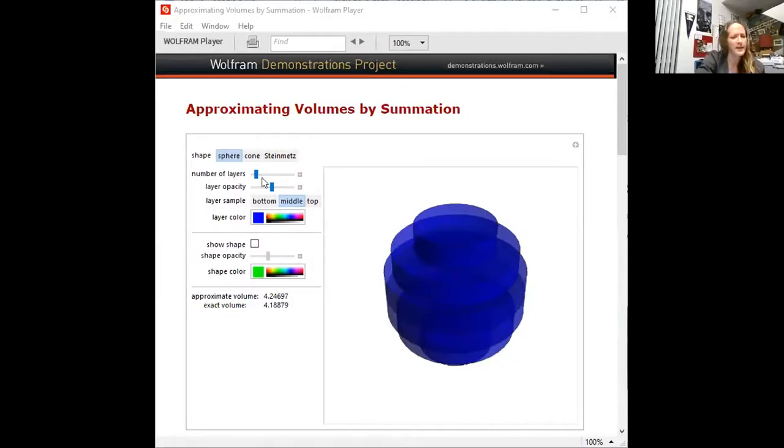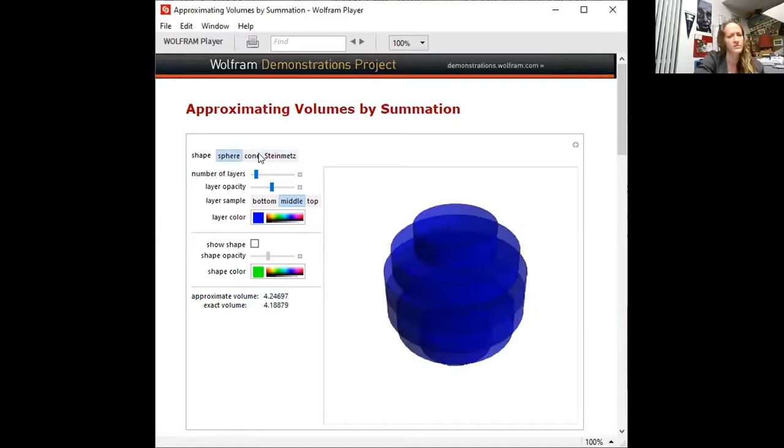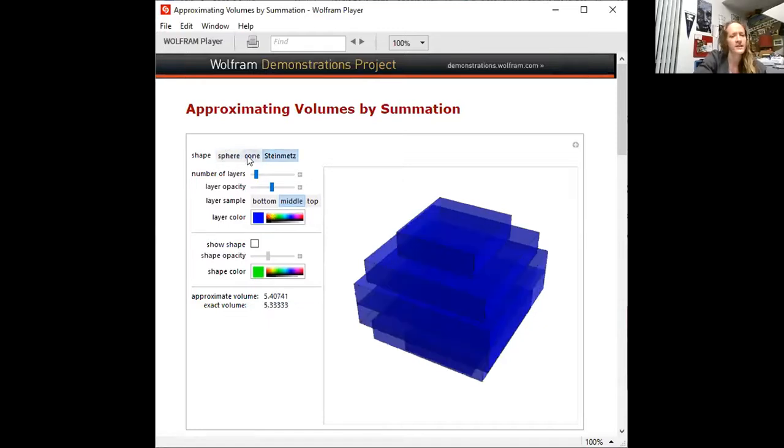How about, here we go, approximating volumes. It's kind of the same idea. I could do different shapes here. I think I have a sphere, I could have a cone being fit in, or a Steinmetz. Let's not do a sphere because the rotation idea is coming in 6.2b. A Steinmetz would be fun. Let's do this one because there's no rotation. There are squares on this one instead.